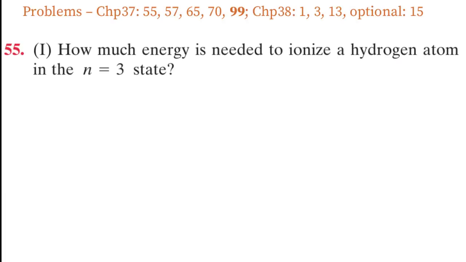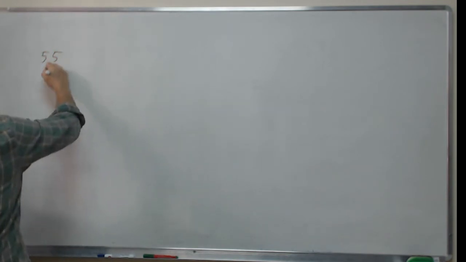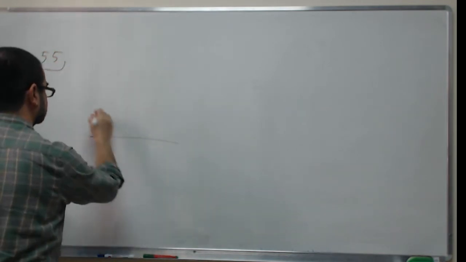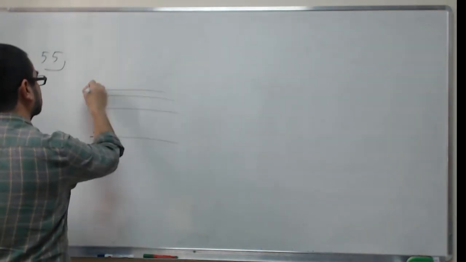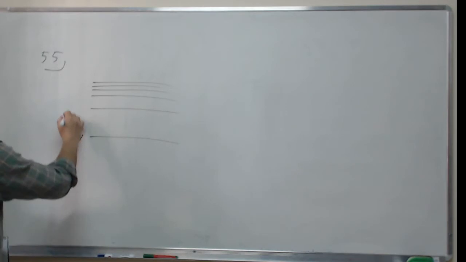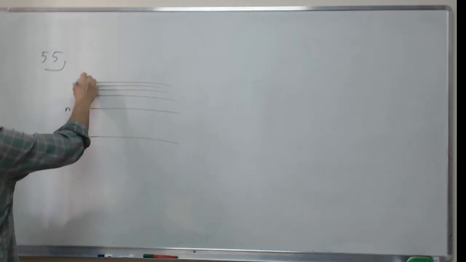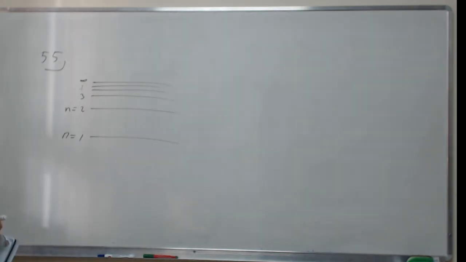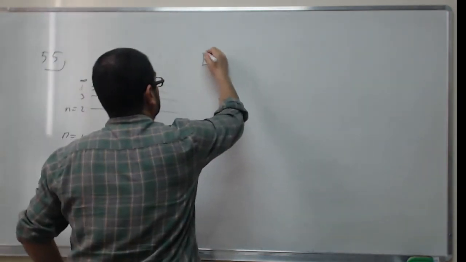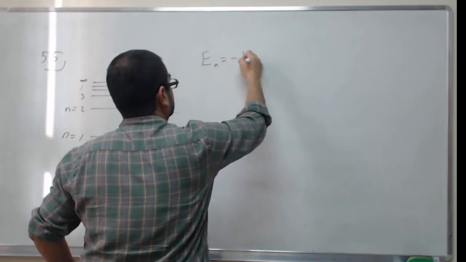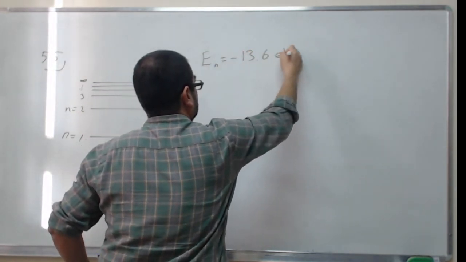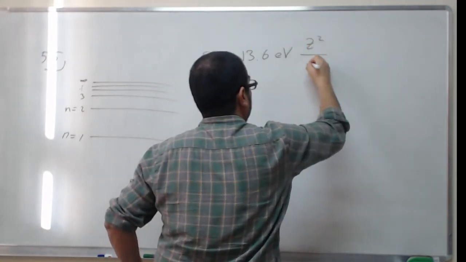Okay, so the first problem from chapter 37 is problem 55. How much energy is needed to ionize a hydrogen atom in the n equals 3 state? In a hydrogen atom we have this diagram of energy levels, usually shown like this. It corresponds to n equals 1, n equals 2, 3, up to n equals infinity. Then we have this formula for the energy levels: minus 13.6 electron volts Z square by n square.